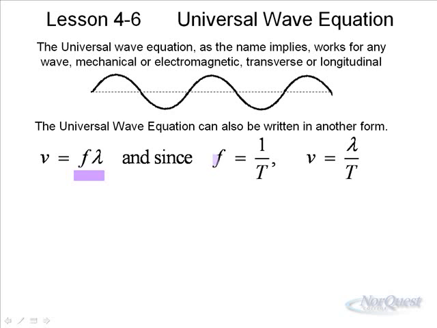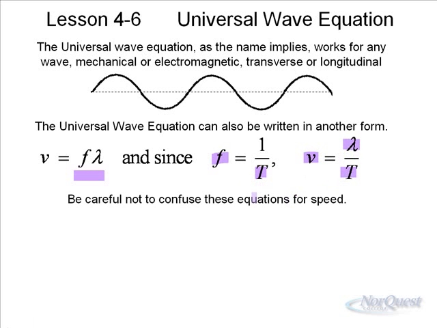But we can also say, since the frequency is equal to 1 over T, we discussed this earlier, we could also say that the speed of a wave is equal to the wavelength divided by the period. And now we cannot confuse these equations, the universal wave equation, for our equation v is equal to d over t. That works for any object, the speed equation using distance and time.